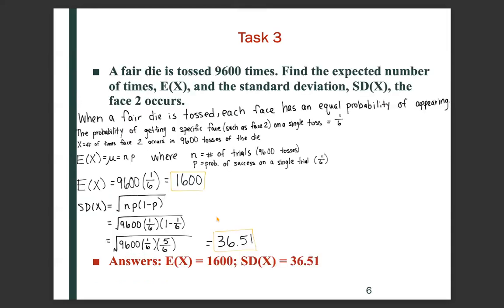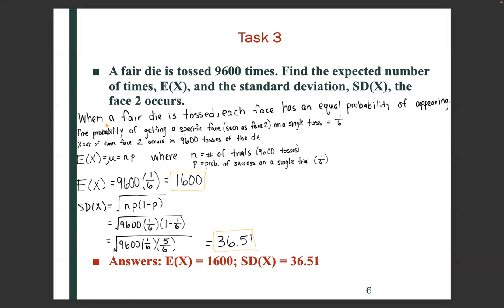A fair die is tossed 9,600 times. Find the expected number of times, the expectation of X, and the standard deviation of X, that the face 2 occurs.